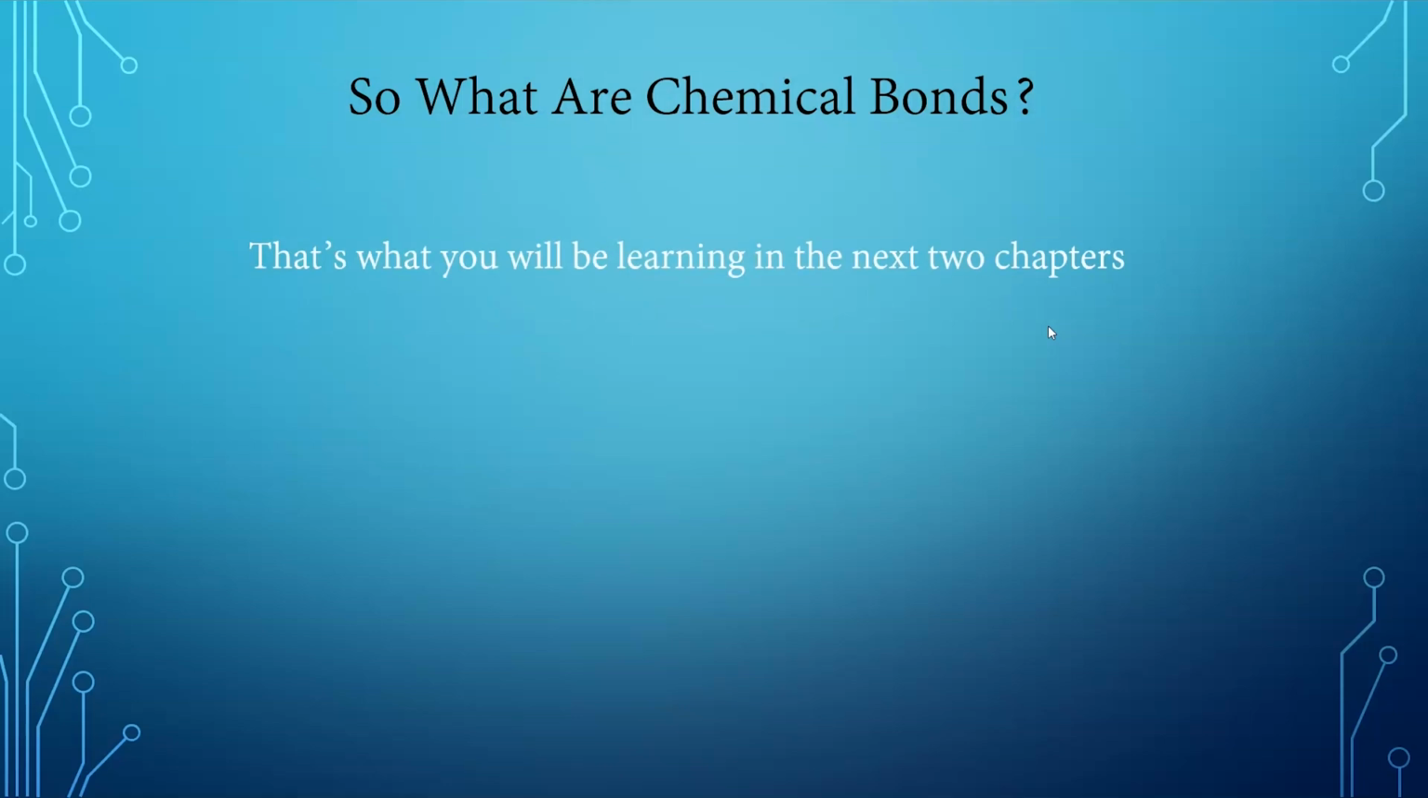In chapter 3, we're going to learn all about a type of bond called ionic bonds, and then in chapter 12 we will discuss what are known as covalent bonds.